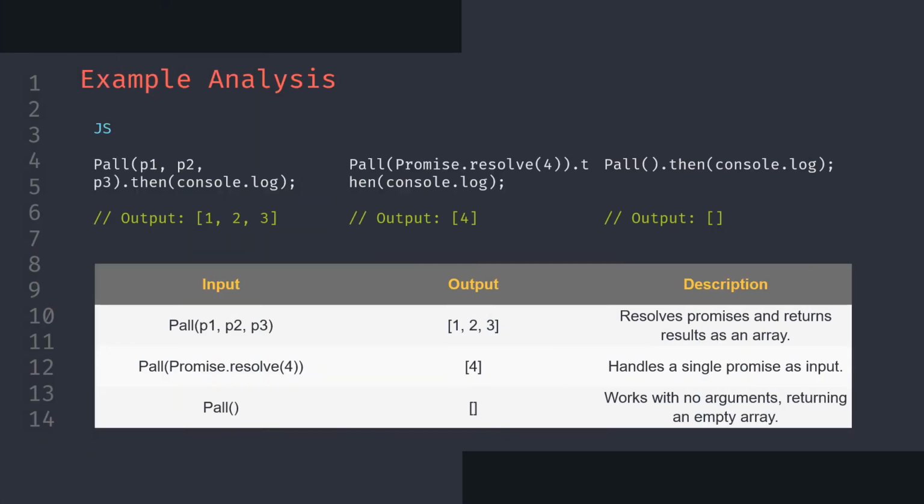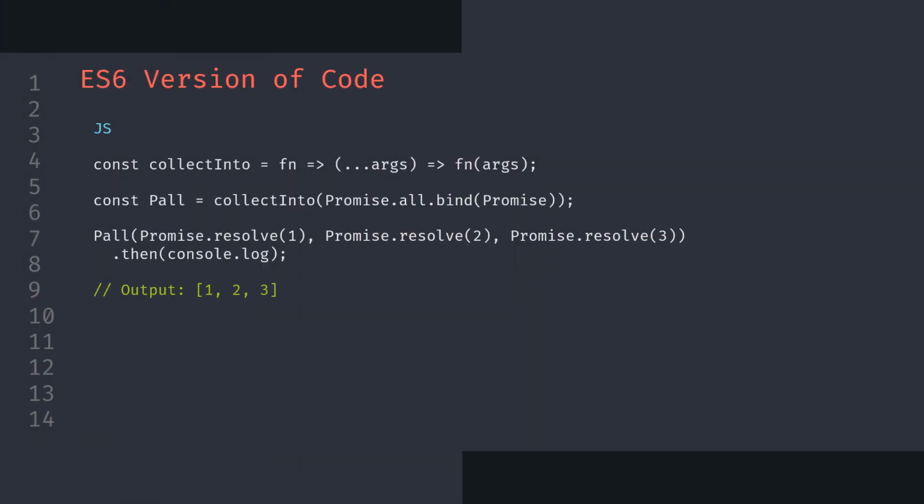The table shows various test cases to validate the functionality of a variadic Promise.all function. It handles multiple promises, a single promise, and even no arguments gracefully. The ES6 version leverages modern syntax for brevity and clarity. It demonstrates the power of the spread operator to handle variadic arguments seamlessly.